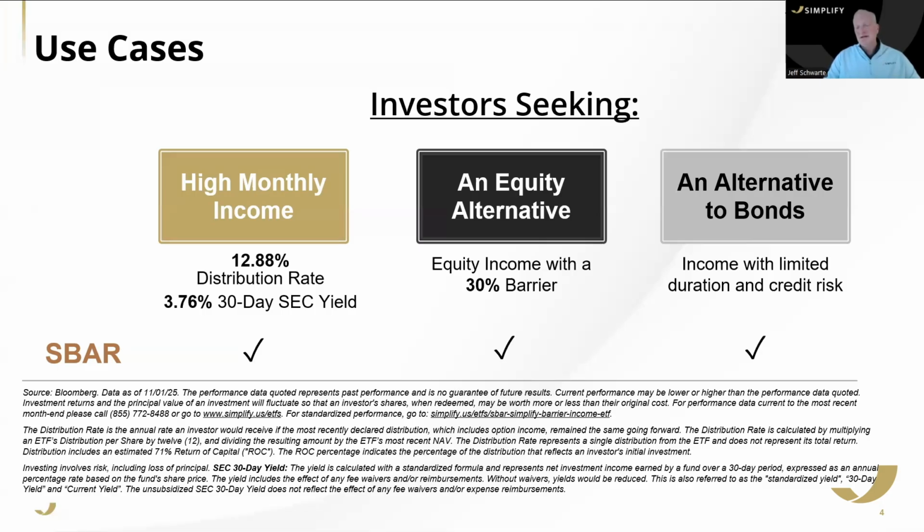And then as for an alternative for bonds. Again, we're going to create an income stream. We have limited duration risk. The only duration risk we have is with the treasuries, and no credit risk because we're not buying individual bonds, and then no counterparty risk because we've received the capital from the counterparty at the beginning of the contract.